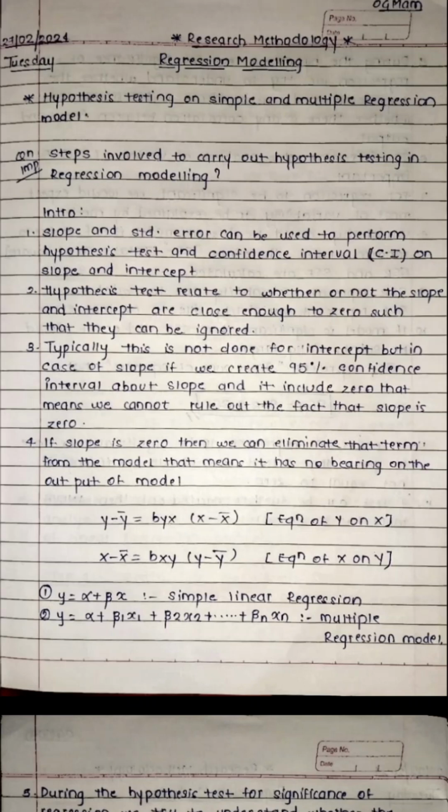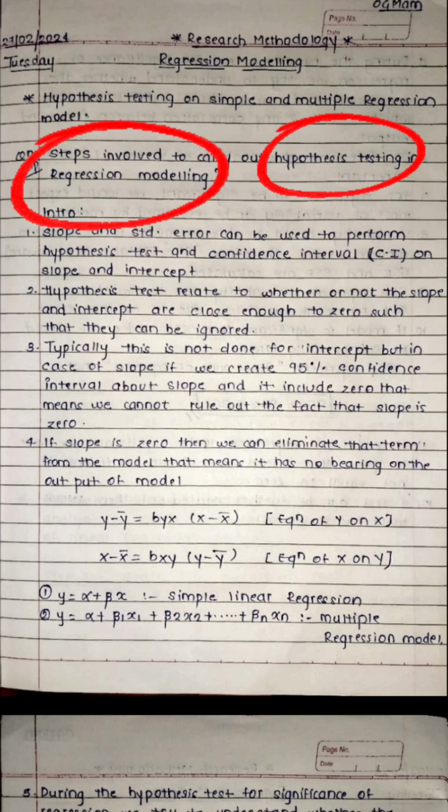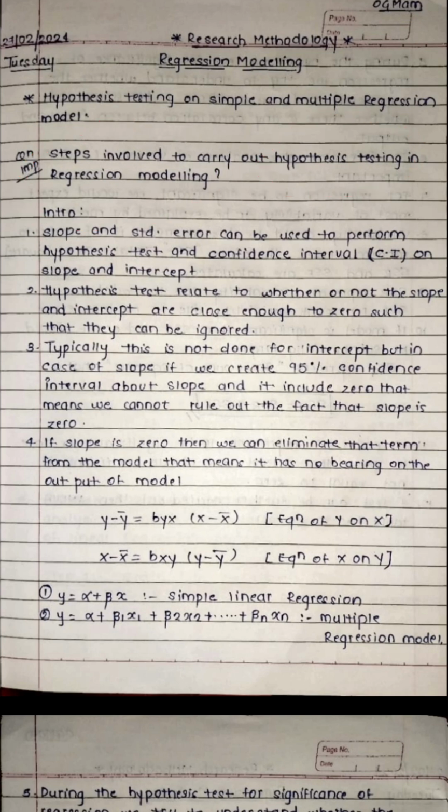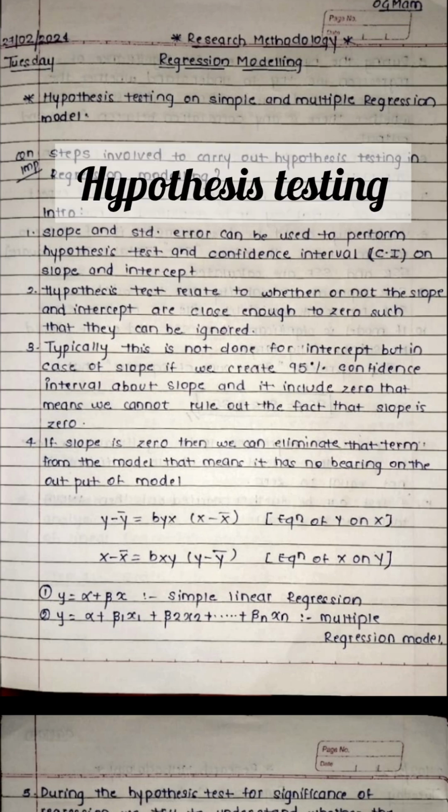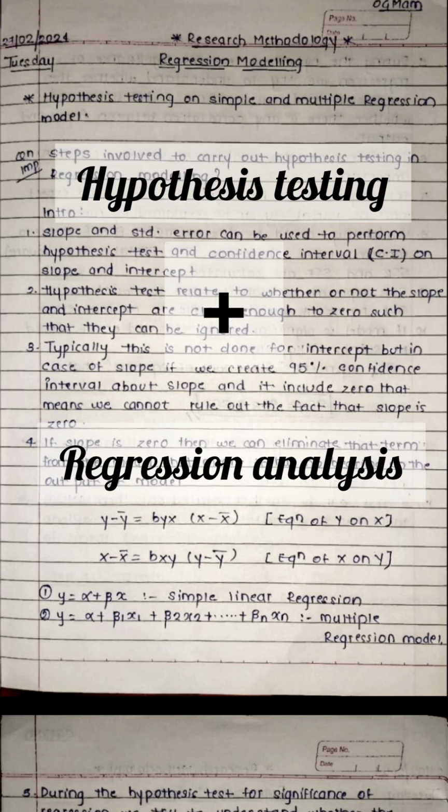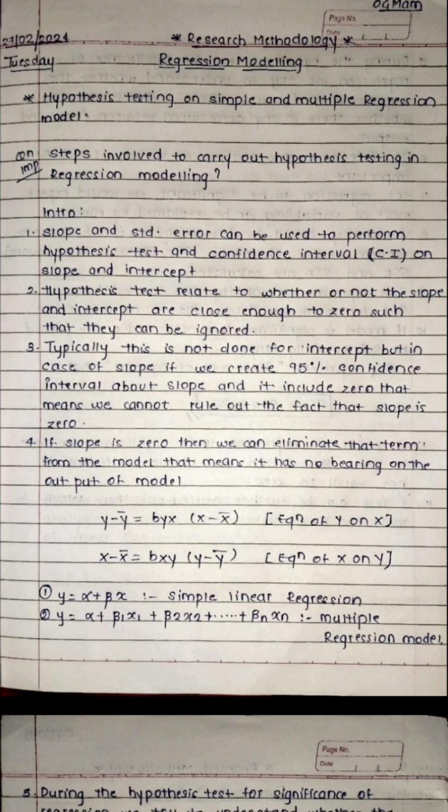If you look at the title, hypothesis testing in simple and multiple regression model, here you can see two different words, that is hypothesis testing and the regression. So these are two different concepts which have been brought together in this particular unit 4.2. So why has this been done?